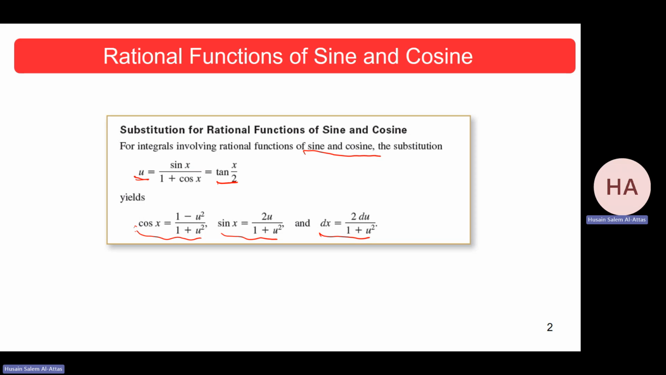We need to memorize these formulas. I don't think it's wise to do the calculation again and again to find the formula. Just memorize those formulas and apply them, and then the new integral will be easy to deal with.